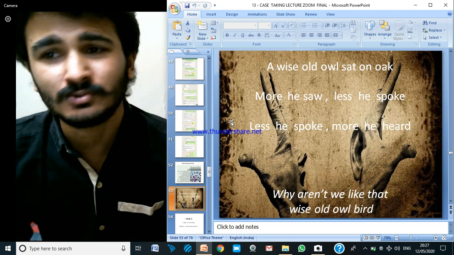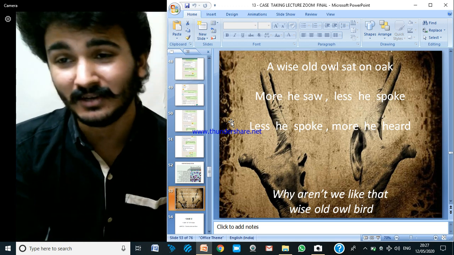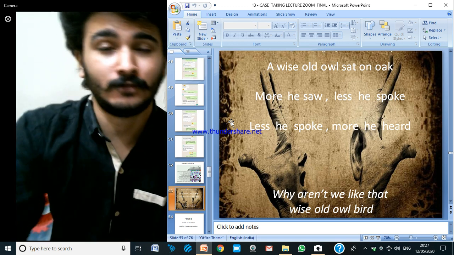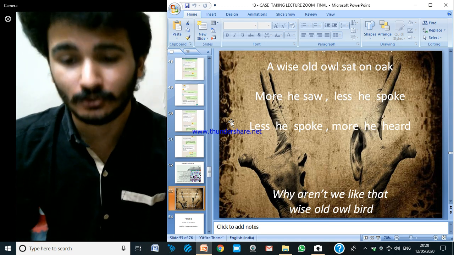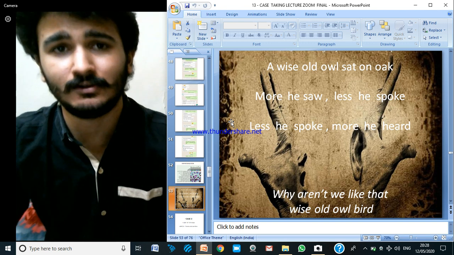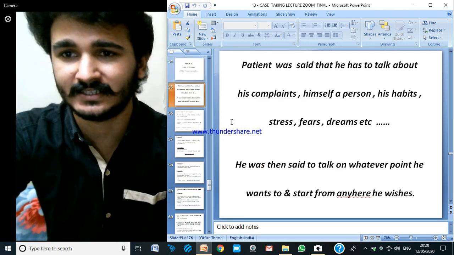So this was how we go through the process of case taking. This was part one where we saw how to open up from the chief complaint. The other part is when you don't have any focus, when you don't know what the focus is, and then from there you have to open up. I have that case, but we'll decide someday later.